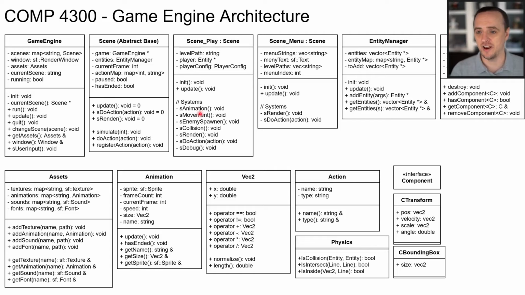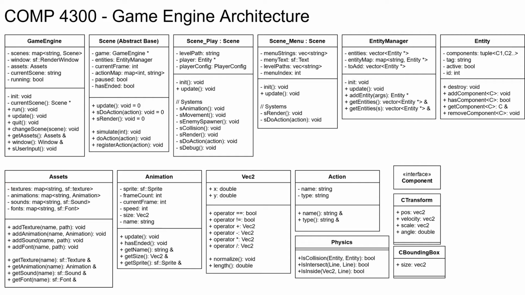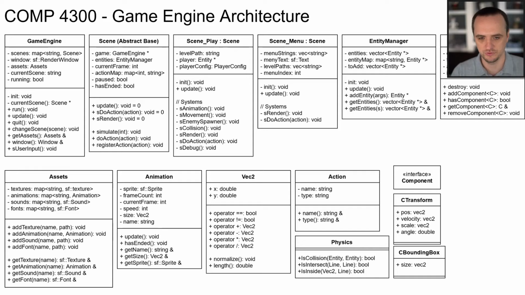So here is the final architecture for assignment 3. Look at this. The thing that I'm covering up here is the entity. Oops, why is my laser pointer not working? All right, so up here you have the entity class. That's fine. We don't need to worry about that right now. We know what an entity is. We're going to have a game engine. We're going to have an abstract base scene class. We're going to have a gameplay scene. We're going to have a menu scene. We're going to have an entity manager. We're going to have entities. We're going to have assets. We're going to have animations. We have Vec2. We have actions. I'll get into the actions next time. And we're going to have a new way of loading components into entities and adding components that will be very, very interesting. And I'll get into that in the next lecture.